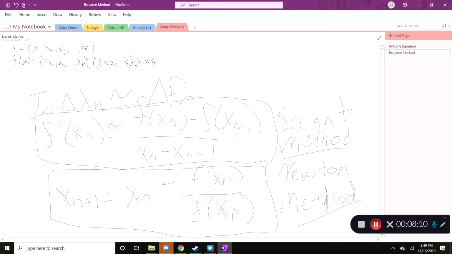So these are the two methods that we'll be employing to try to solve the function above, this Jacobian of the change in x of n. The Jacobian is actually the function of the derivative.